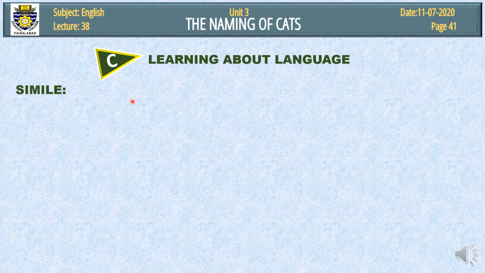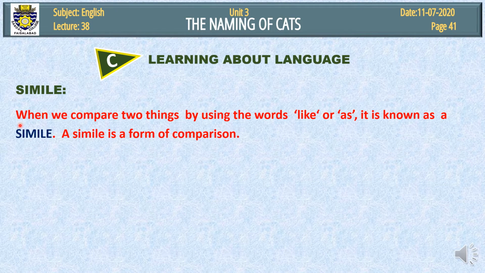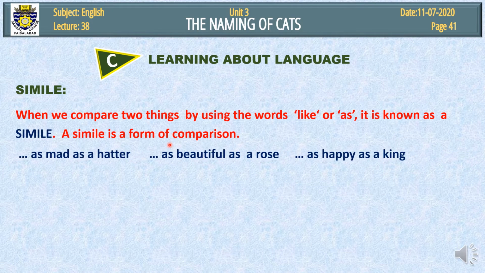First of all, simile. What is simile? When we compare two things by using the words like or as, it is known as simile. A simile is a form of comparison between two things with the help of like or as. For example, as mad as a hatter. I hope you might have remembered that these words have been used.